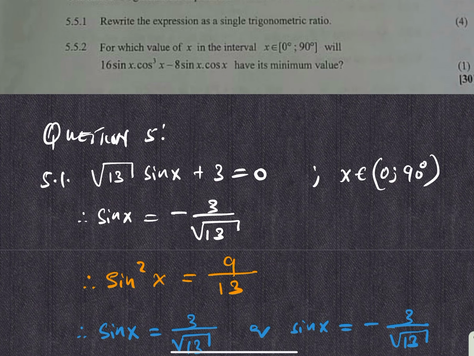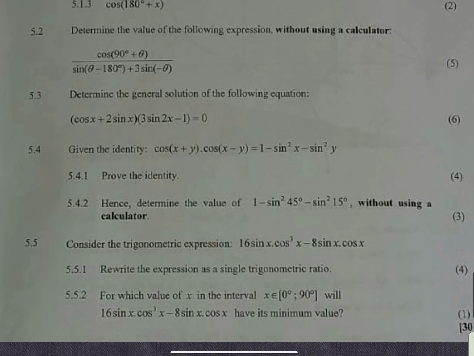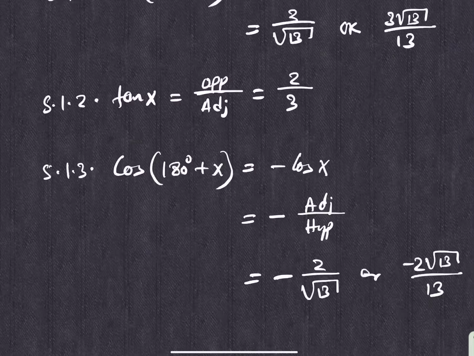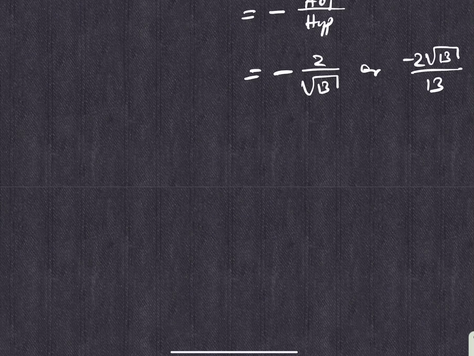Now let's check what they are looking for in the next question. Determine the value, that means a number, of the following expression without using a calculator. That is cos of 90 degrees plus theta over sine of theta minus 180 degrees plus 3 sine of negative theta. That is 5.2, I mean to say. Let's check what you guys are having. Let me put my quotient line here.